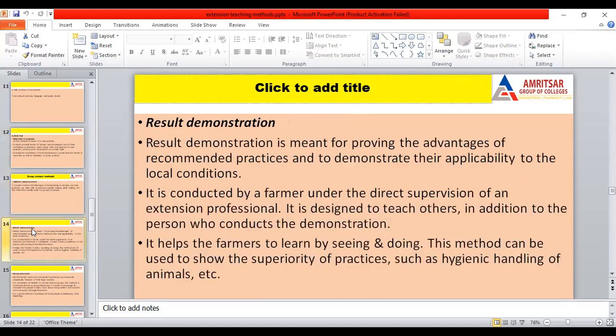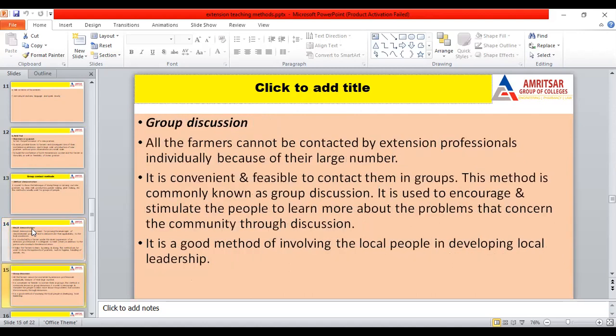Next method is result demonstration. Result demonstration means showing the advantages of the recommended practices to the rural people so that they can adopt these new techniques on their farms, and it helps the farmer to learn by seeing and doing. And by this, if they adopt a new technology, their yield on the farm increases.